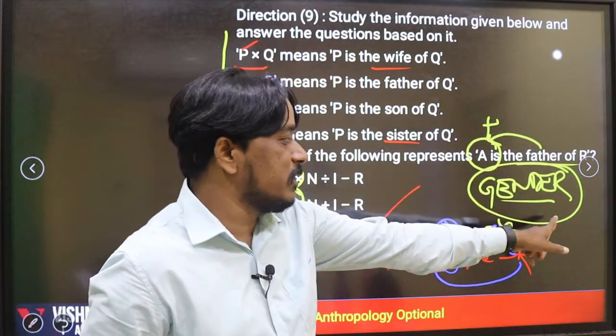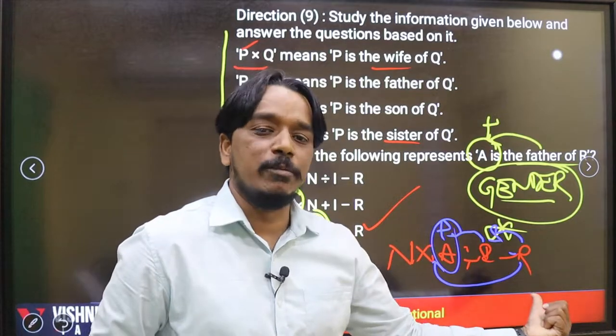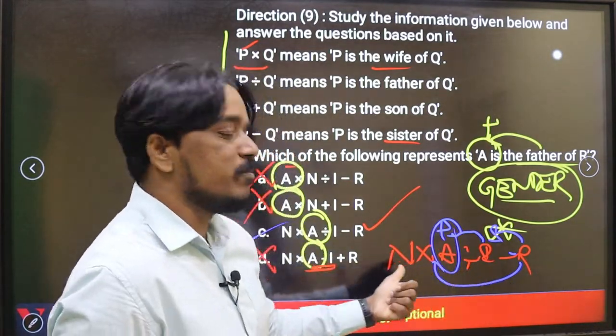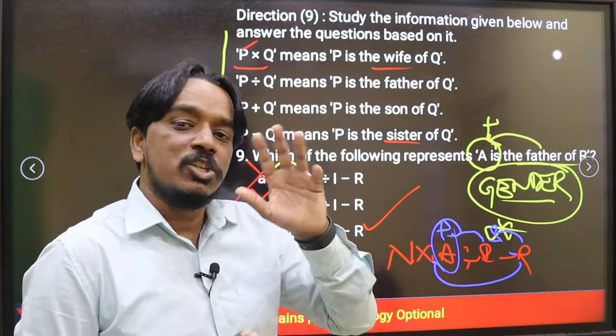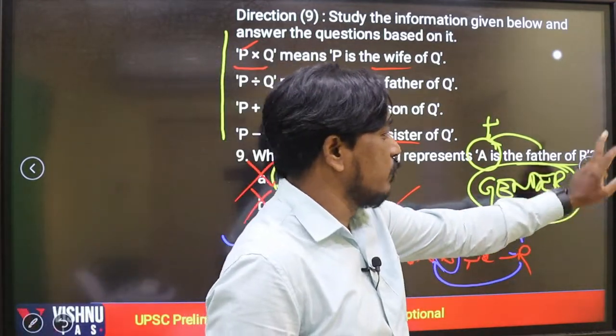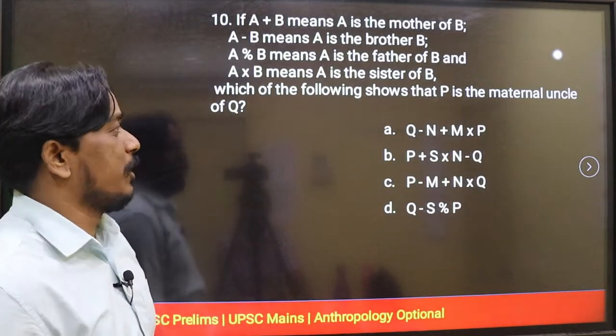Even if you go with the gender technique, you are getting the answer, or otherwise you can go with this kind of family tree method. But draw the family tree in this manner. No need to draw the basic methods we took in session 1. Clear? Now let's take one more question, the same coded blood relation type of question, very important.